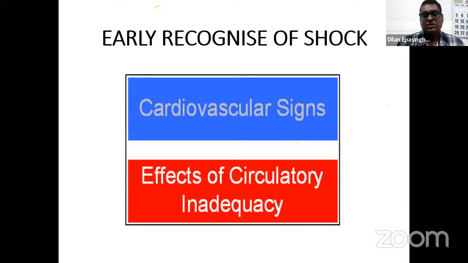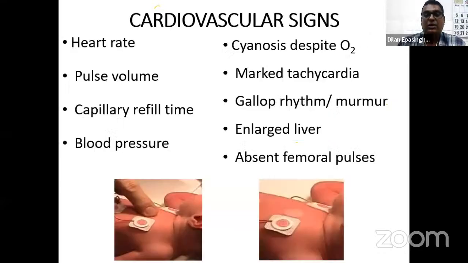So early recognition of shock. It's very important. Cardiovascular wise, cardiovascular signs, effects of circulatory inadequacy. This is very important to identify the shock. If you keep a patient in shock for more than half an hour, that can precipitate multi-organ failure. Try to relieve the patient as soon as possible. So start IV fluids, then inotropes, vasopressors as early as possible.